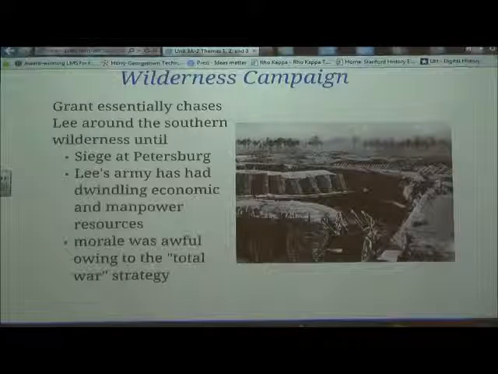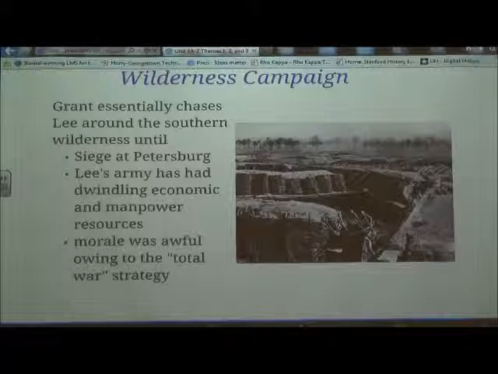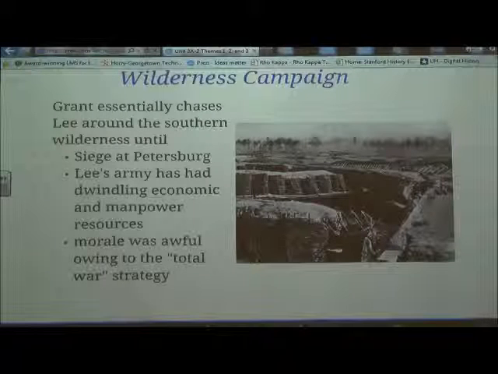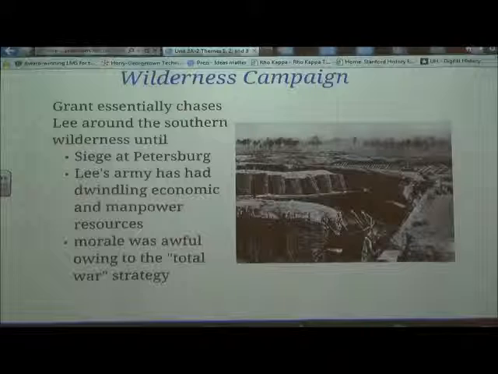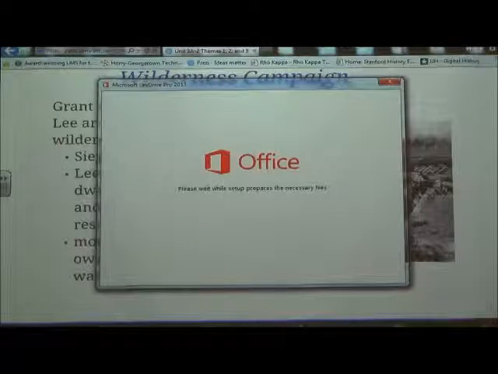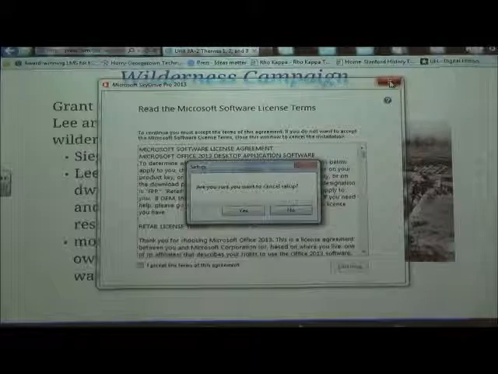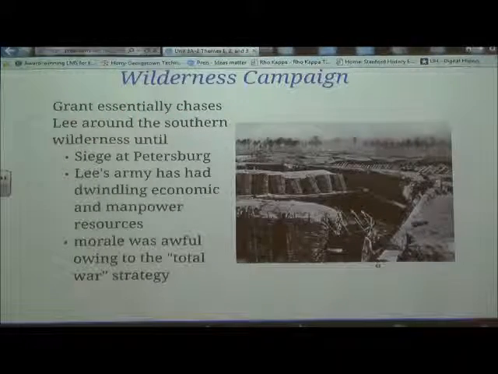After the Battle of Gettysburg, we have the Wilderness Campaign. Essentially, Grant is chasing Lee around the South in the wilderness until the siege at Petersburg. I show you this because we are now involved in trench warfare outside of Petersburg. We usually don't think of trench warfare until World War I. But that's what we have at the siege of Petersburg.